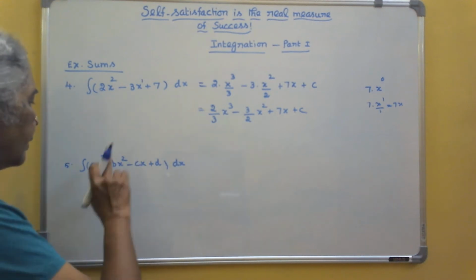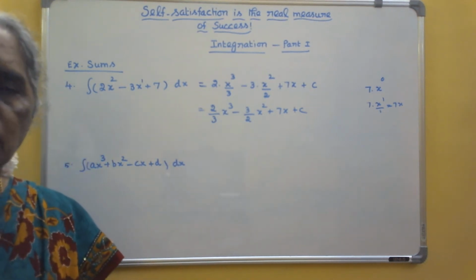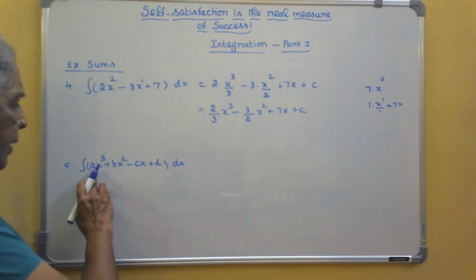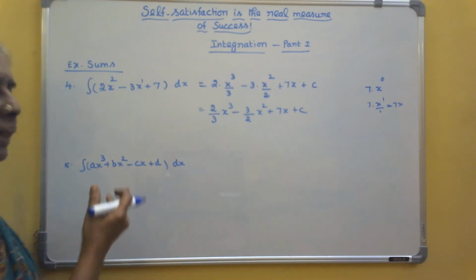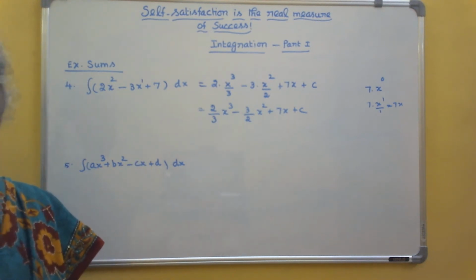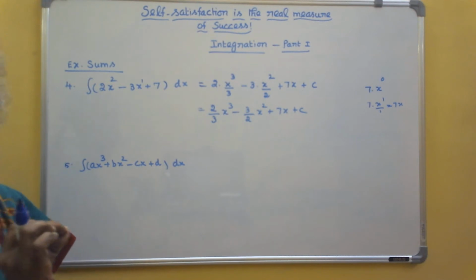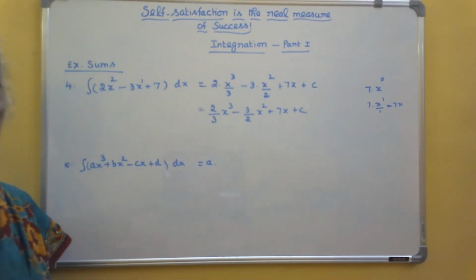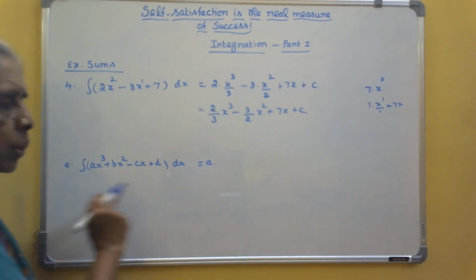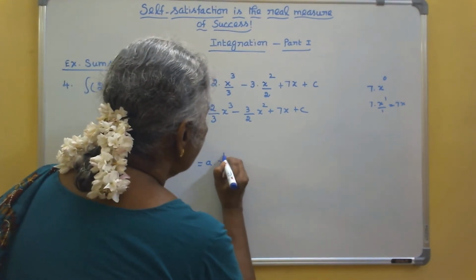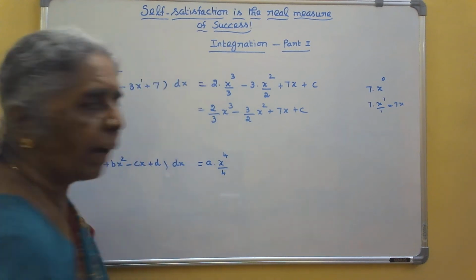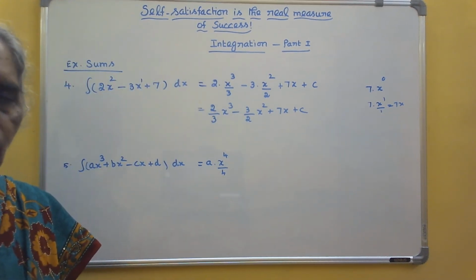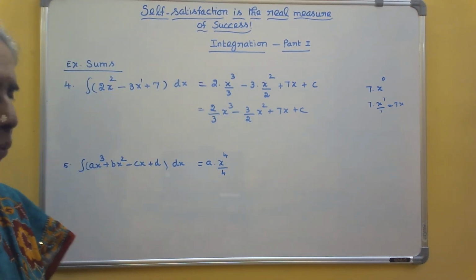Now, see the fifth sum. Instead of some numbers, I have just taken some letters like A, B, C, D. There is nothing, it's a very small change only. Now, first let me write that A as it is. Okay? I have an x cube. How will I integrate? It is x power 4 by 4, right? I think now that will be a bit clear to you after doing the 4 sums.